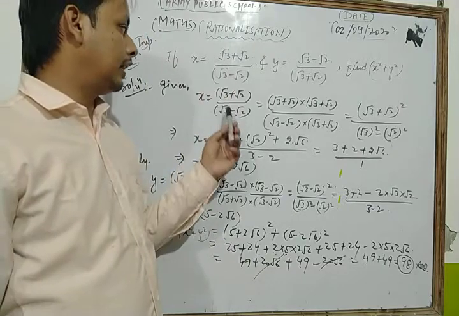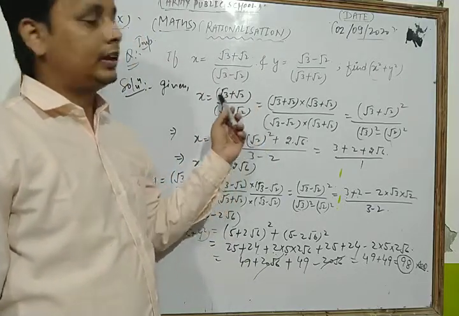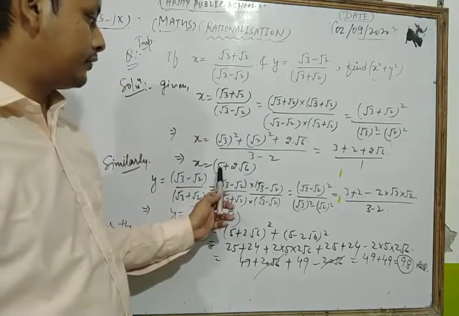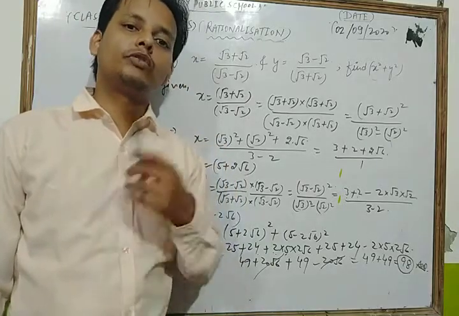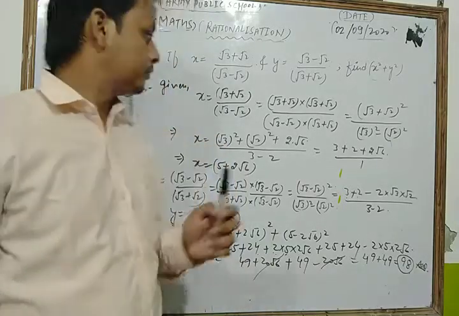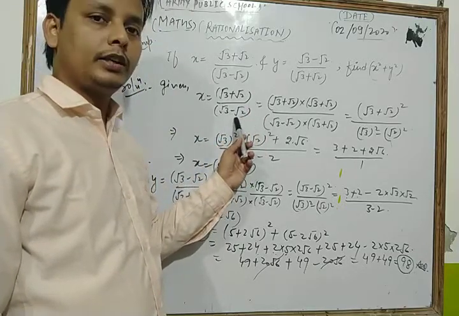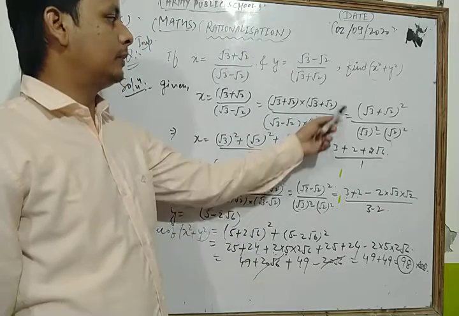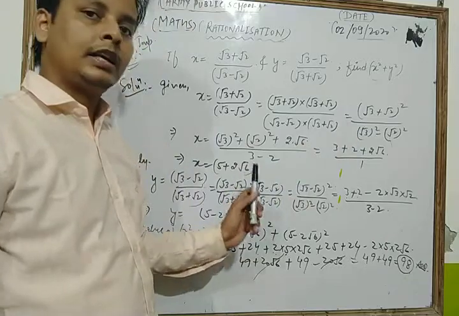After rationalizing, we get the value of x as 5 plus 2 root 6. And you know that very well, what is the process of rationalizing any fraction? We must multiply both the numerator and denominator by the conjugate of its denominator, which means root 3 plus root 2. Now we apply all the concepts and formulas, and after solving them we get this.